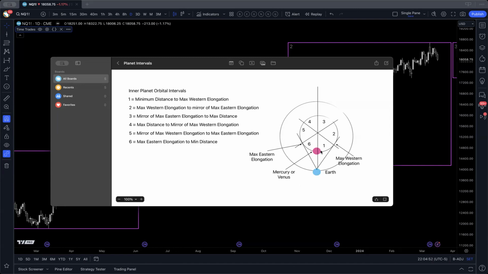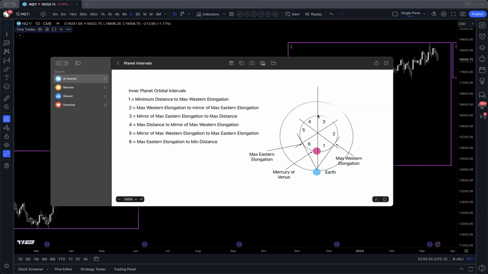That starts interval number 1. And then interval 1 continues until a point called the maximum western elongation. This is where the separation between Venus and the Sun is at its peak. That starts interval 2. Interval 2 continues until Venus hits the opposite of its maximum elongation, so 180 degrees opposite from that. And then interval 3 starts.